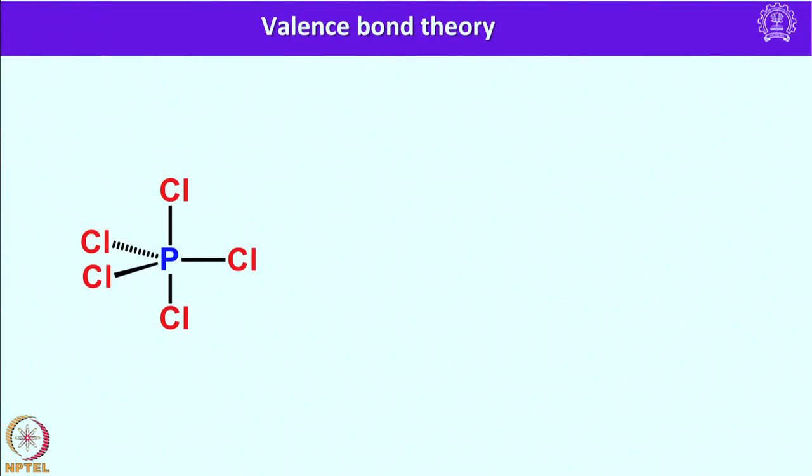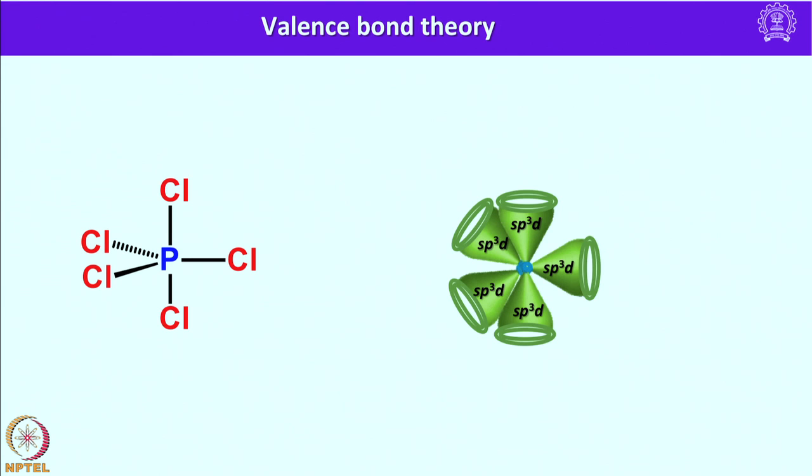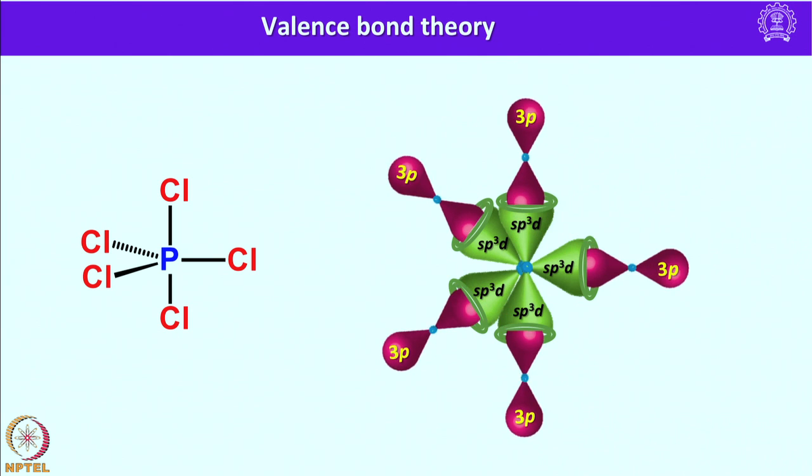So, this is how the structure looks for PCl5. We all know. Let us see how these hybrid orbitals orient and combine with the 3p orbitals of chlorine. This is how these 5 sp3d hybrid orbitals are oriented, and now they combine with 3p orbitals to form PCl5. So, you can explain very conveniently the structure of PCl5 using the hybridization concept.